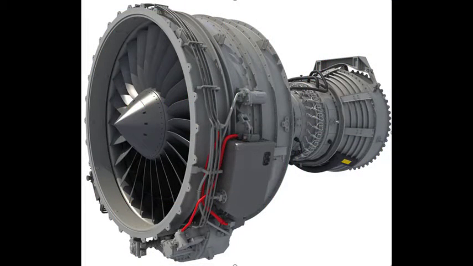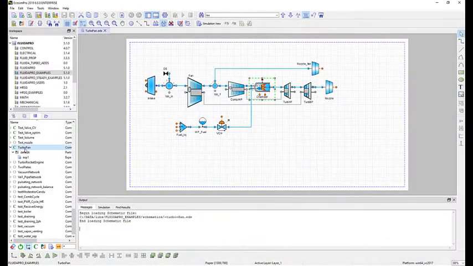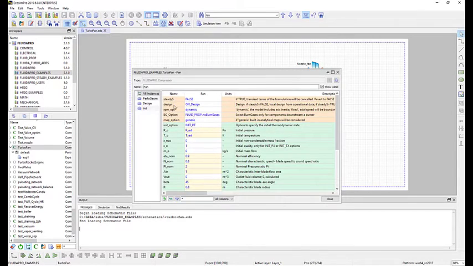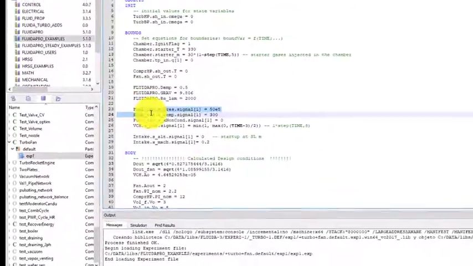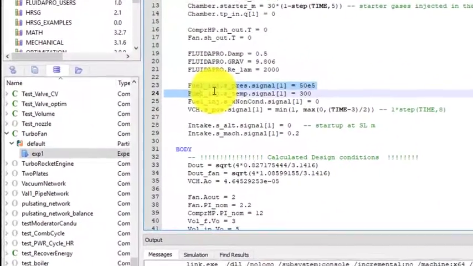Our tool is now simulating the startup of a turbofan up to the point where steady-state conditions are reached. Once we've built the schematic and entered its input values, we can compile it and create a new experiment to prepare the simulation. We can make changes to it according to initial and flight conditions.